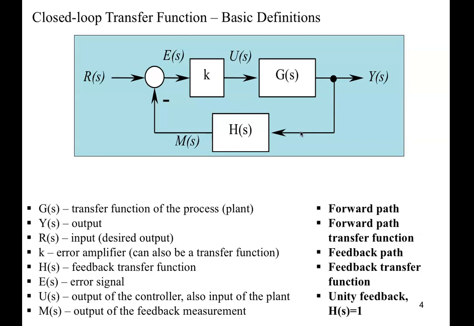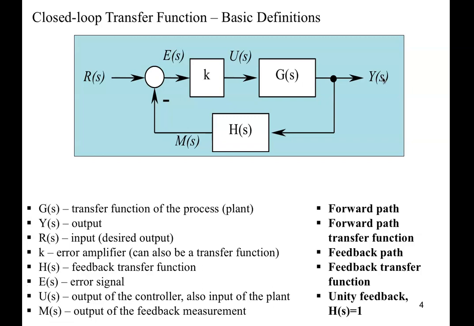But also, if you look at any two signals, say between input R and output Y, if you follow the direction of arrows, so from R(s) into the summing block, into the K, into the G(s) until you get to the output, this entire path is known as the forward path for these 2 signals.